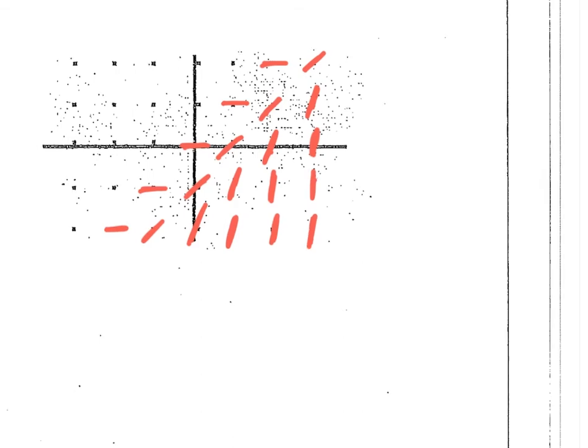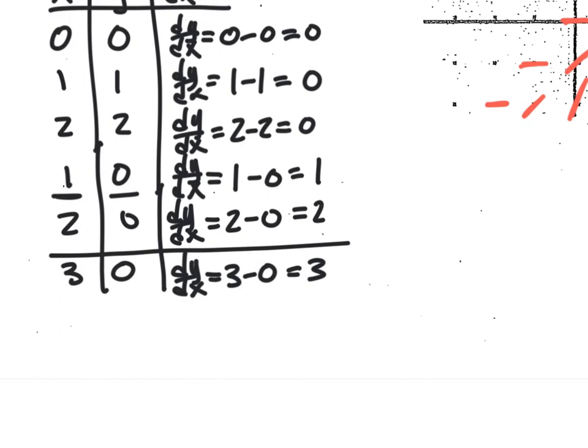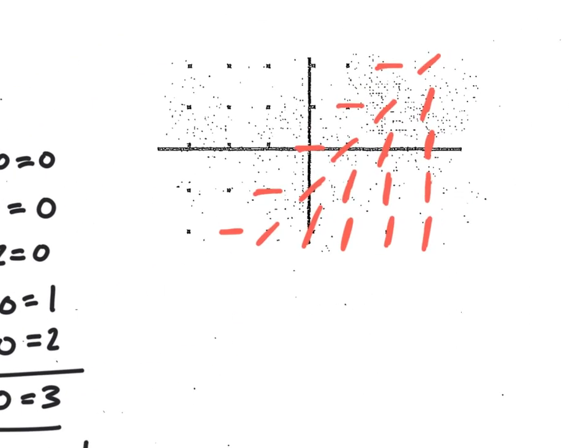So now let's check to see what happens when I plug in, say, negative 1, 0. So I plug in negative 1, 0, then dy dx is going to be -1 minus 0, which gives me -1. So the pattern continues, but over here, okay, I have a slope of -1, -1, -1, -1, and -1. Okay? Then the pattern will continue.